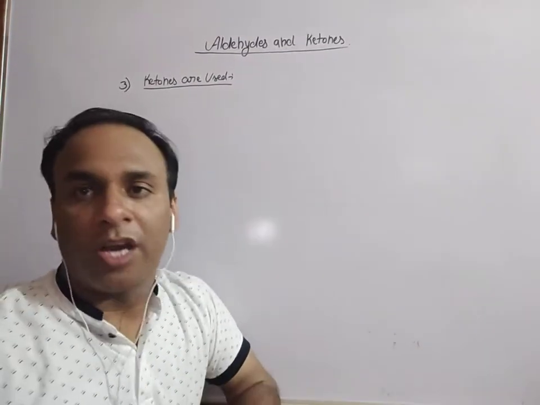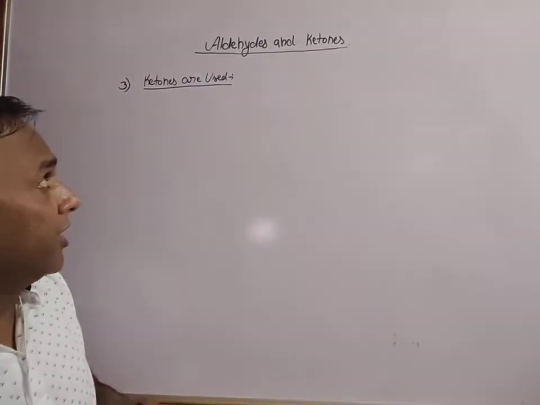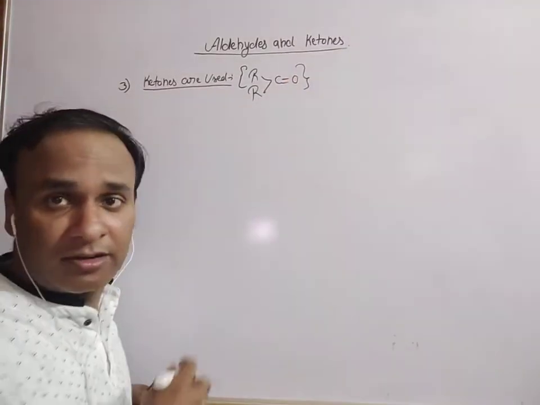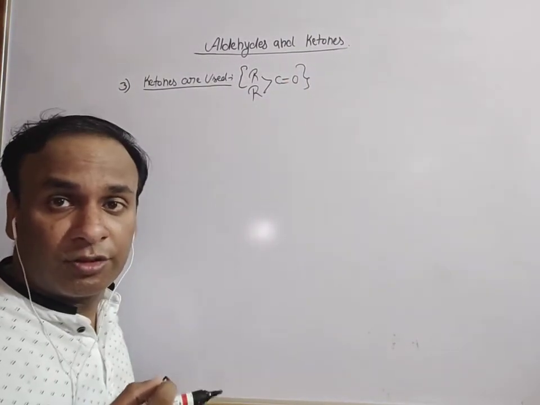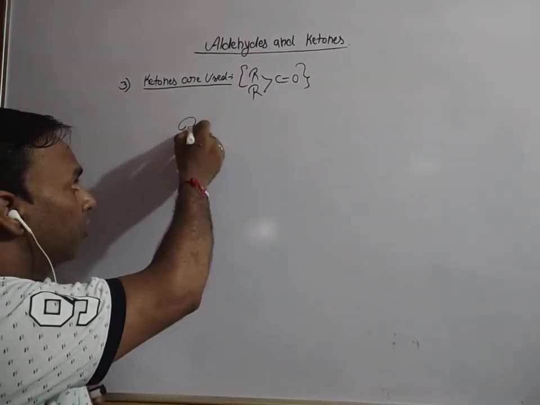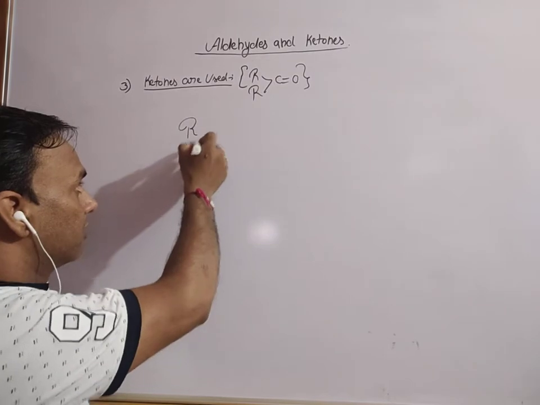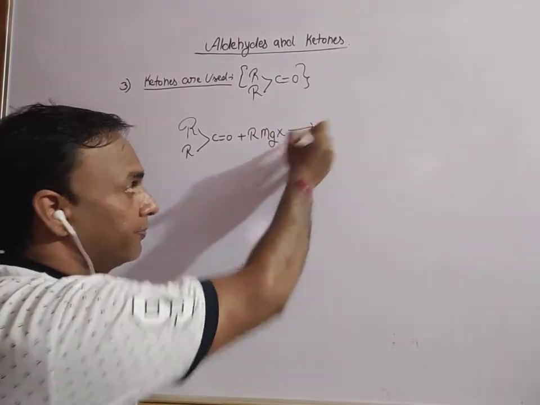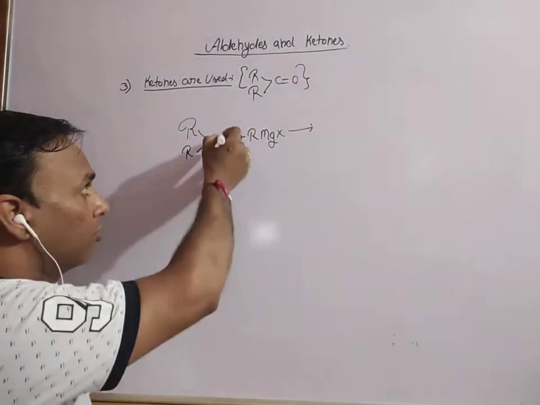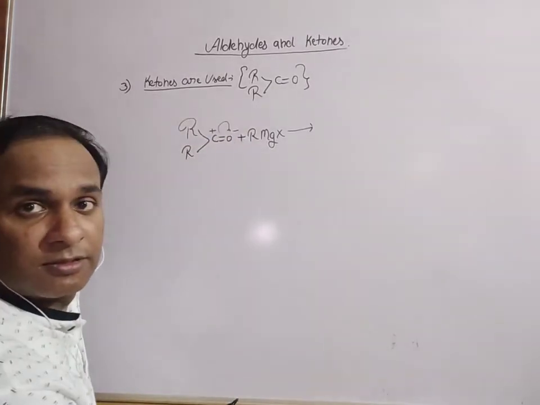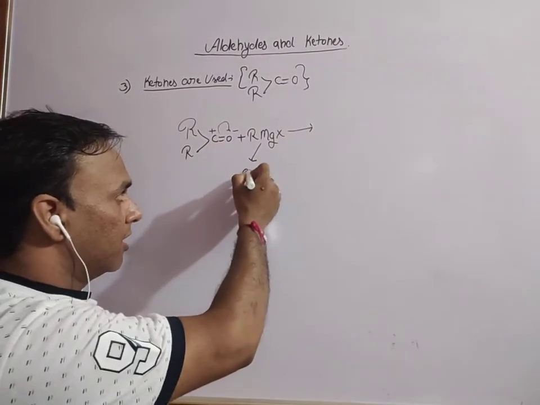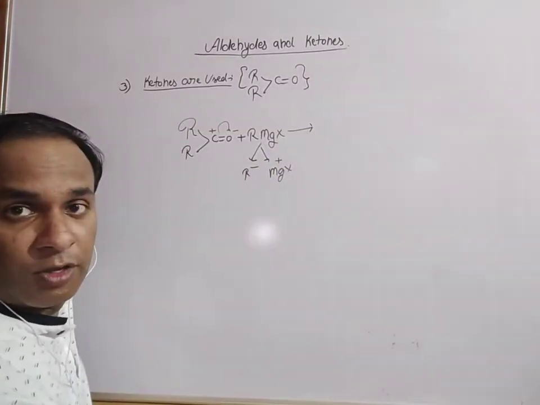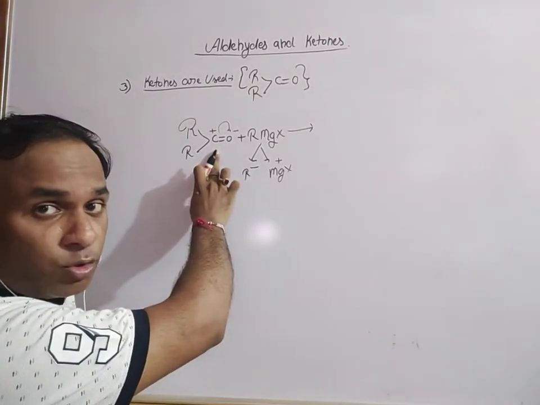Now when ketones are used, the general formula of ketone is R C double bond O R. When ketone reacts with Grignard reagent, we know that O minus, C plus, and RMgX gives R minus and MgX plus. Obviously it gives addition reaction across the double bond.